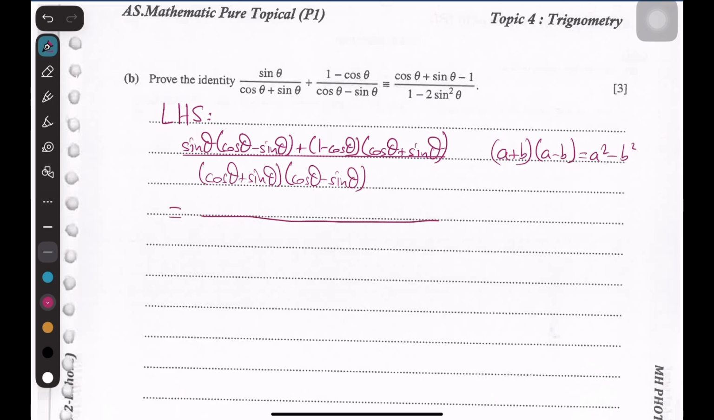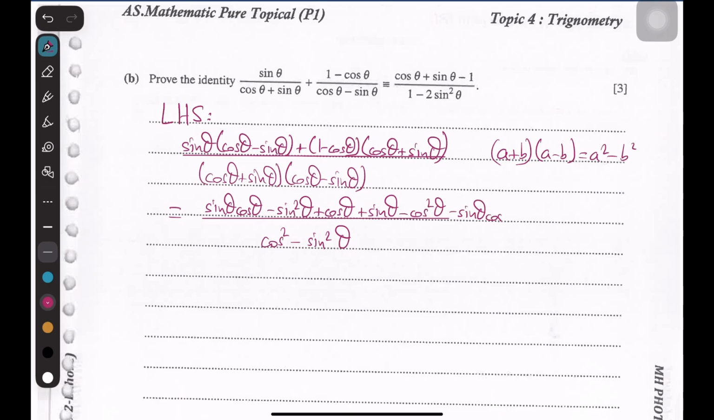So our denominator will become cos square theta minus sine square theta. Alright, now for the numerator, let's open this up. So we have sine theta cos theta minus sine square theta plus cos theta plus sine theta minus cos square theta minus sine theta cos theta.